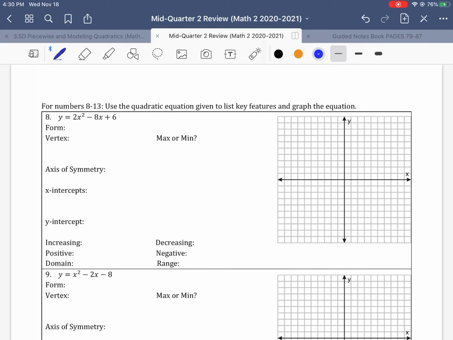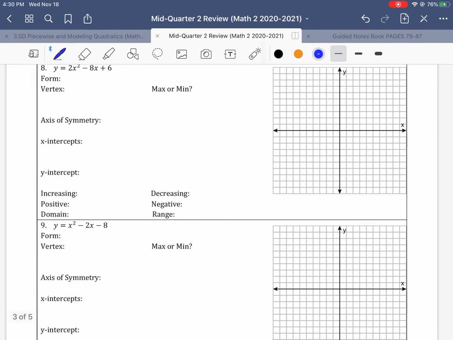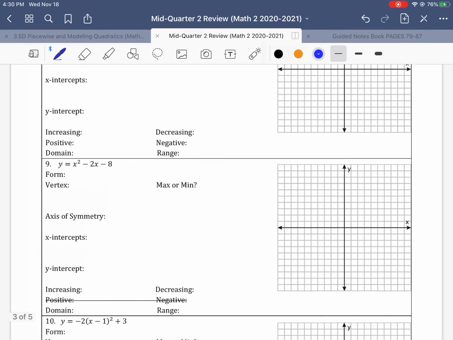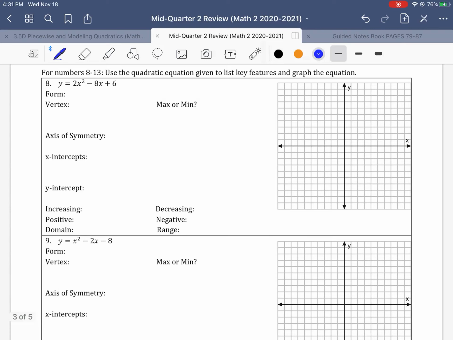Okay, for this second video, I'm going to go through one of each section, one of each kind on this middle section. And you'll notice that there's 6 graphs here with all these different types of key features. So one of the things that we focused on is the different forms and then pulling key features from all those different forms. So just be comfortable with that in any of the forms.